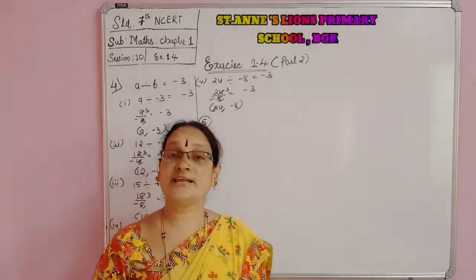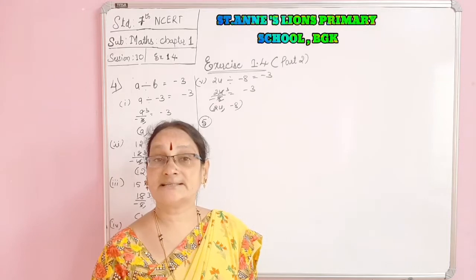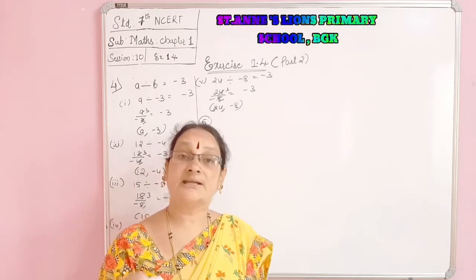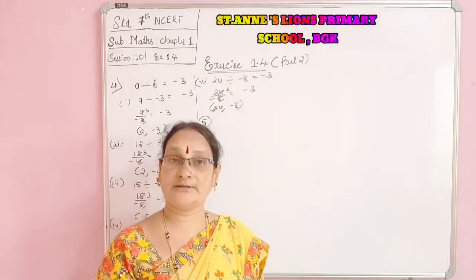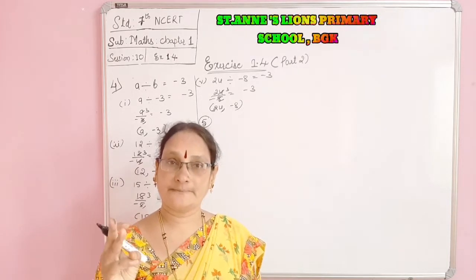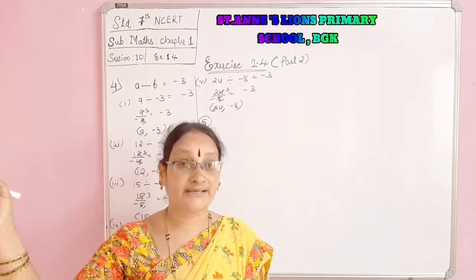Then below 0 they ask, not above 0. That means negative. Minus 8 degrees Celsius they are asking. When is the temperature minus 8 degrees Celsius? So how to calculate? 12 to 1, 2, 3, 4, 5, 6 up to minus 8 degrees.